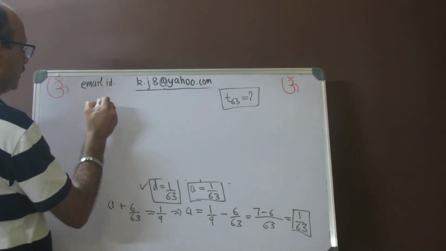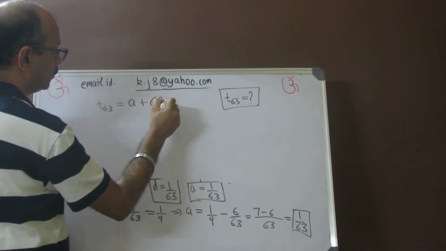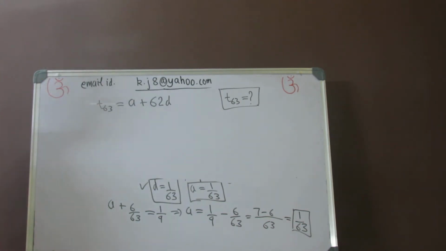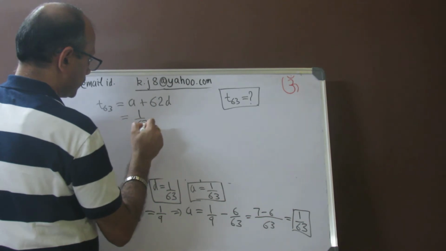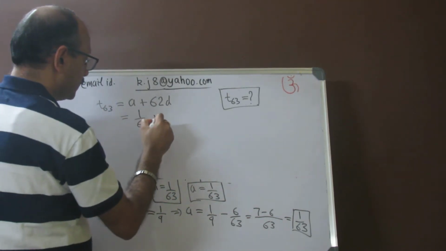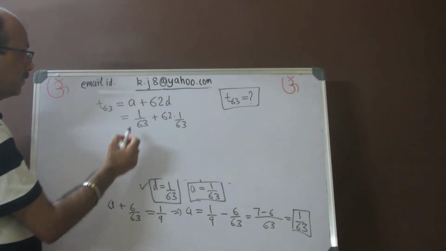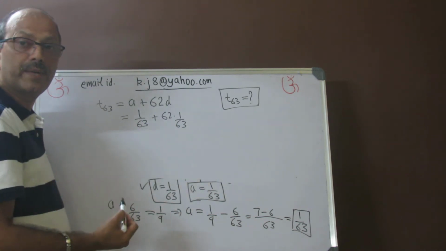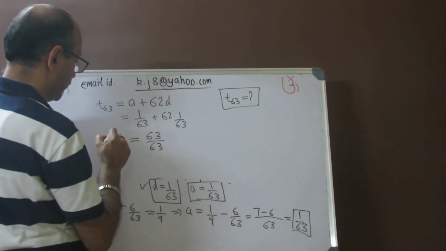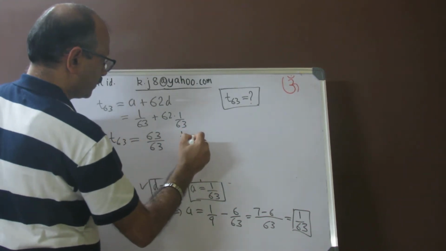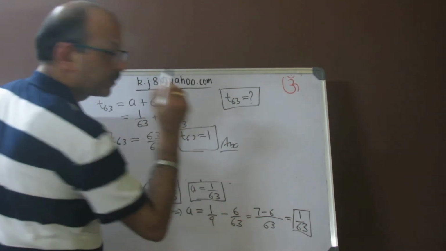T63, we have written the formula, would be equal to a plus 62d. Okay. Now what is my a? a is 1 upon 63. What is d? d is again 1 upon 63. So what do we get? We get 1 by 63 plus 62 by 63, which makes it 63 upon 63. So T63 equals 1. Okay, and that's our answer.